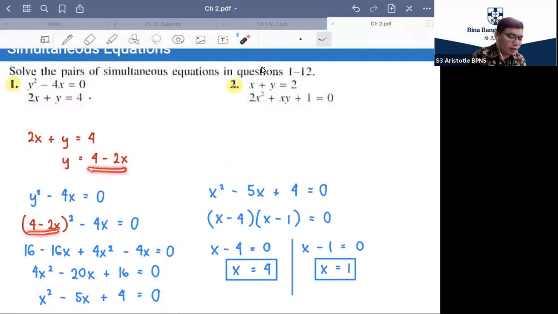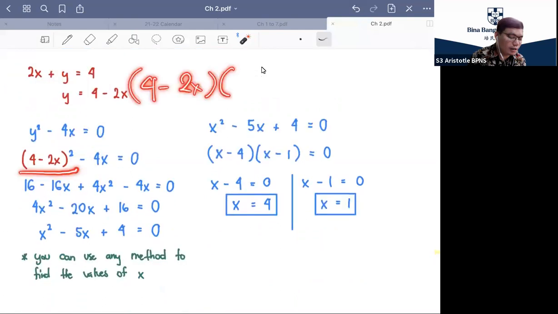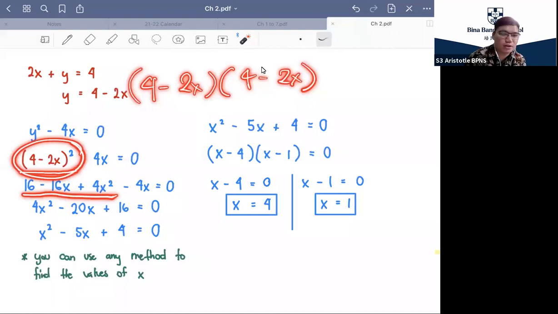And then, of course, you have to take the square. Okay, and then bring down minus 4, 0, of course. So from there, how do you expand this? When you expand this one, it's 4 minus 2x multiplied by, again, 4 minus 2x. When you do that, you'll get 16 minus 16x plus 4x squared. That's what you'll get after you have expanded this. And then bring down minus 4x and 0 again.